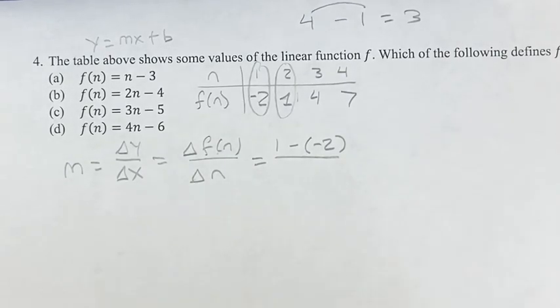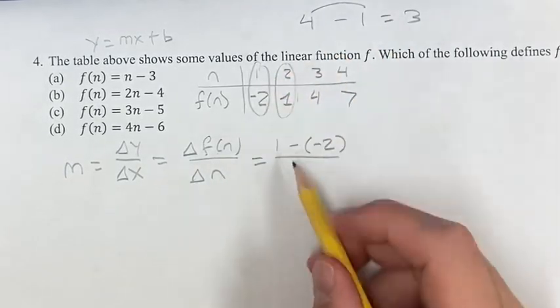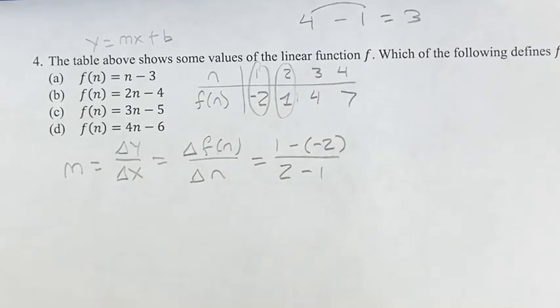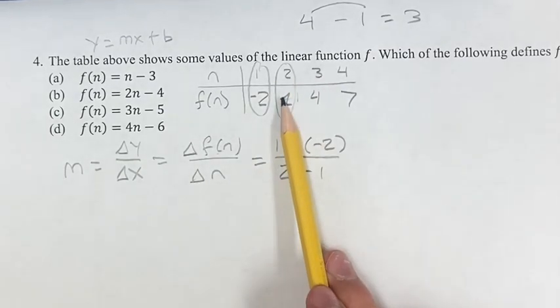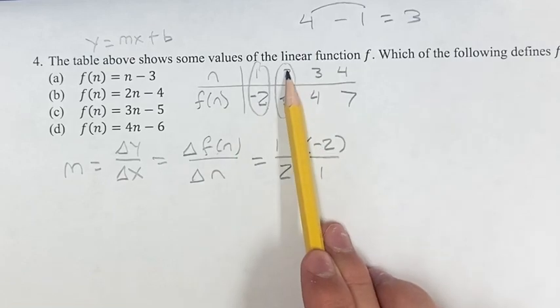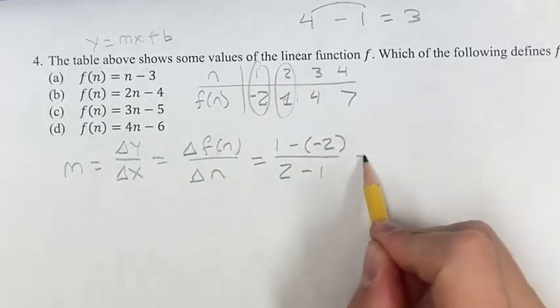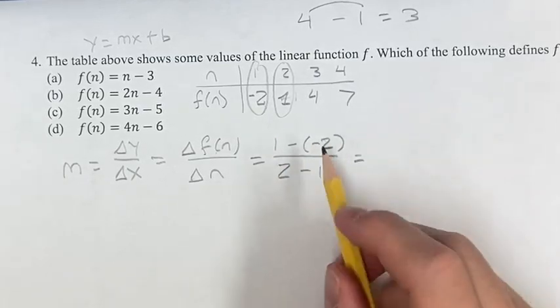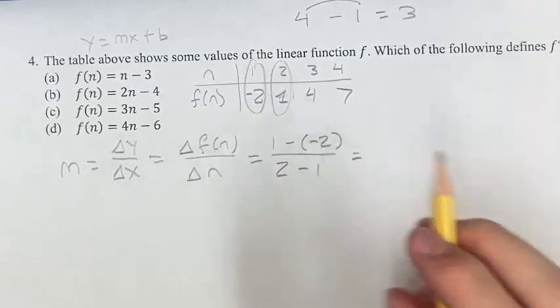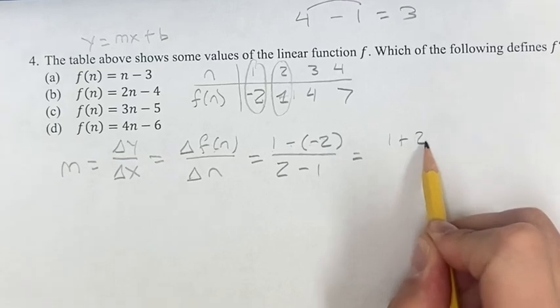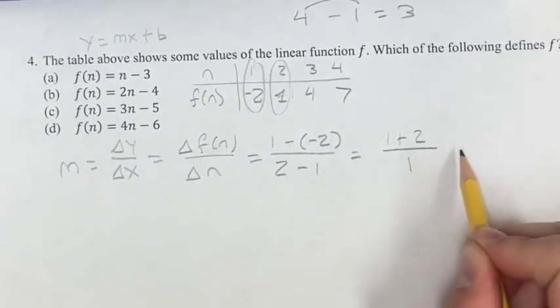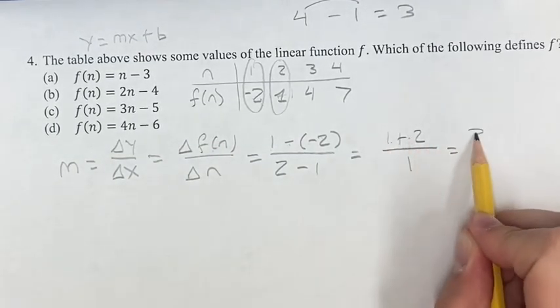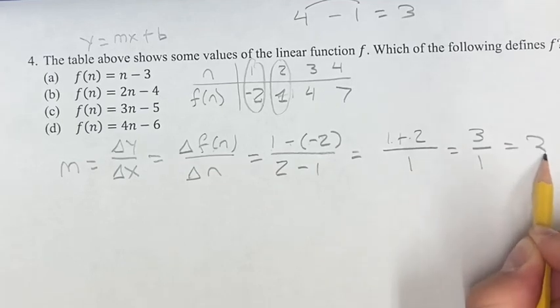Then we just have to do the same thing with n. 2 minus 1. Only thing you have to be careful there is going the same way. So we did this minus this, so therefore we have to do this minus this. Anyways, we have 1 minus negative 2. Negative times a negative is a positive, so this is 1 plus 2. Over 2 minus 1 is 1, so therefore we have 1 plus 2 is 3. Over 1 is just 3.